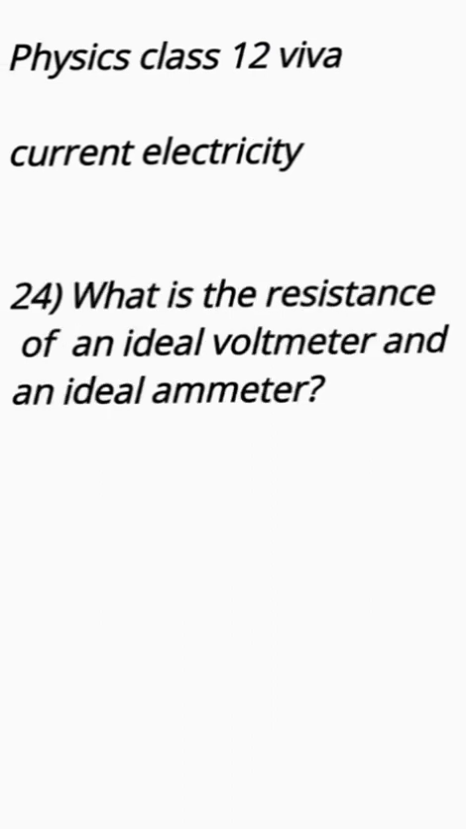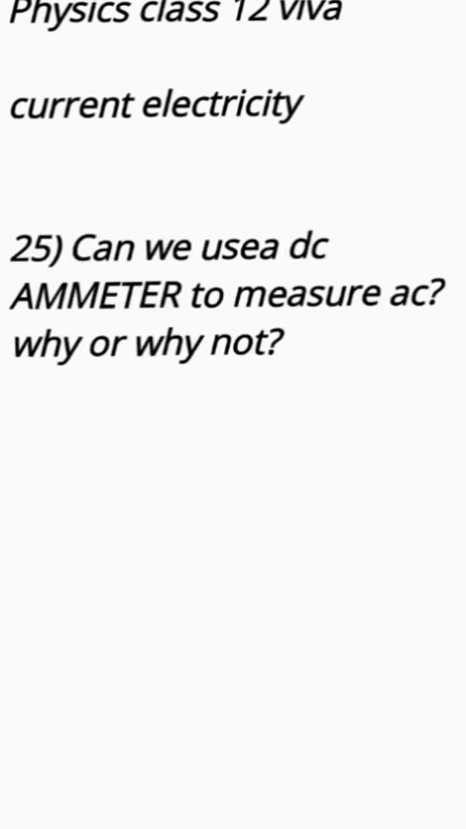An ideal voltmeter and ideal ammeter. So an ideal voltmeter has infinite resistance and an ideal ammeter has zero resistance. So these are ideal conditions. Generally it doesn't happen. So an ammeter has very negligible resistance and a voltmeter has quite high resistance. But ideally a voltmeter has infinite and an ammeter has zero resistance.